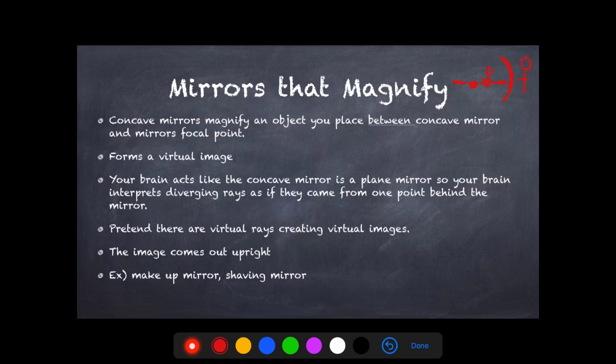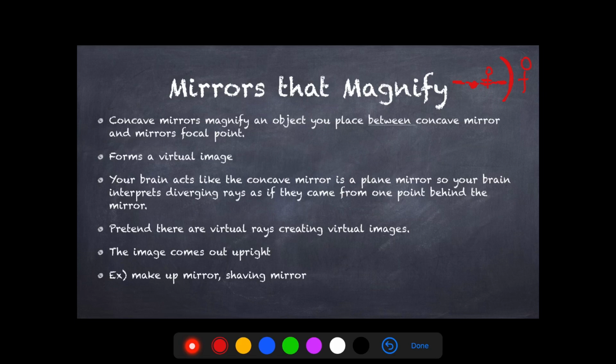So they're going to form a virtual image, and your brain is going to act like the concave mirror is a plane mirror, so that your brain interprets diverging rays, which means rays that are going apart, as if they're actually coming from one point behind the mirror. I'm going to draw this out so you're going to be able to see it and understand it, but I just wanted to explain it in words before we get to that point. So behind the mirror, you're going to have pretend virtual rays that are going to create this virtual image. And then the image is also going to come out upright. That means it's standing up, not upside down.